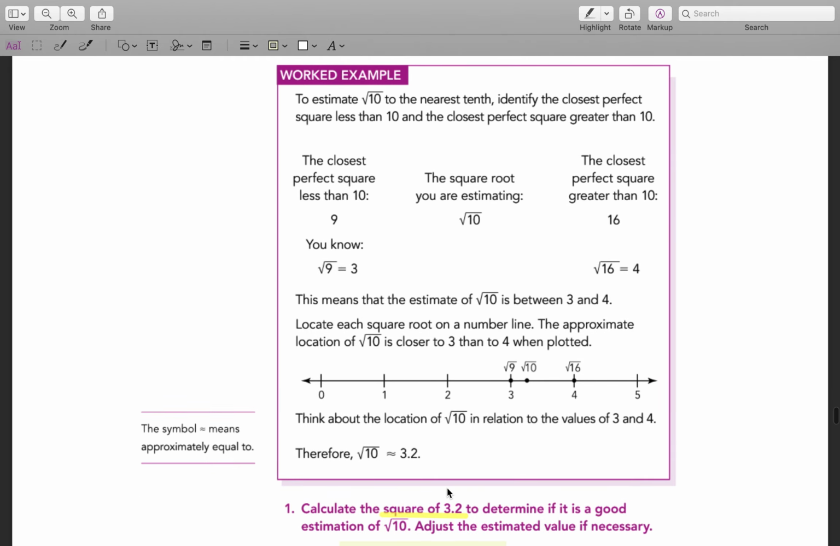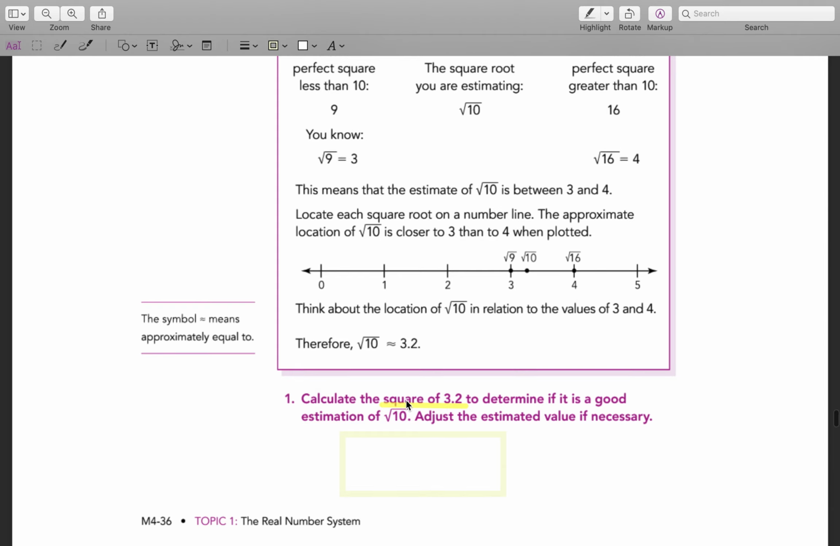Okay, so we can just say that it's about this squiggly line. This symbol means approximately equal to, or around, or about. So radical 10, or the square root of 10, is close to or about 3.2. So let's calculate the square, not the square root, but the square of 3.2, to determine if it's a good estimation of radical 10.